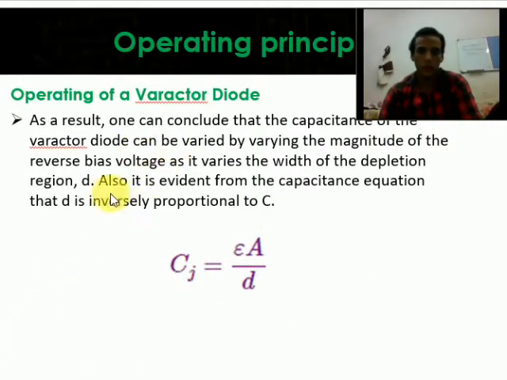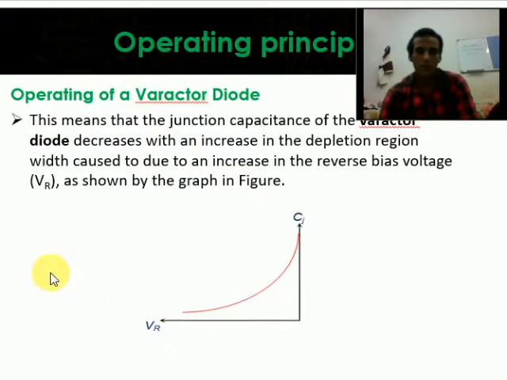As a result, one can conclude that the capacitance of the Varactor diode can be varied by varying the magnitude of the reverse bias voltage, as it varies the width of the depletion region, D. Also, it is evident from the capacitance equation that D is inversely proportional to the capacitance. This means that the junction capacitance of the Varactor diode decreases with an increase in the depletion region width, caused by an increase in the reverse bias voltage VR, as shown by the graph in the figure.